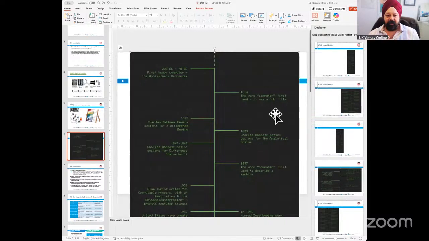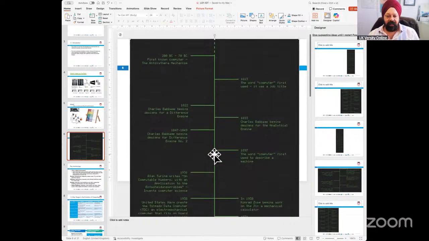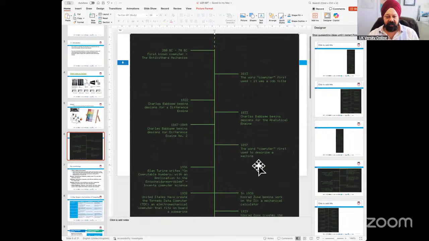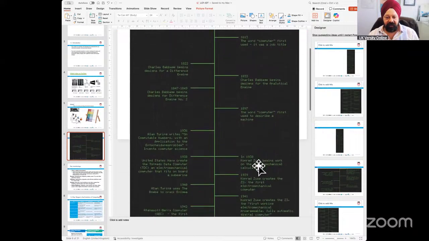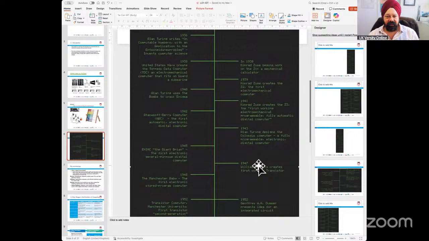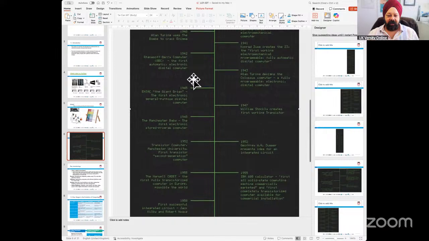Then the word computer was coined as a title, which was first used in 1613. Charles Babbage designed a machine which allowed us to do some calculations. He went on to invent the Babbage engine, and then slowly and gradually, the era of modern computing started from the 1930s, when Alan Turing invented the field of computer science, and a lot of development started happening in that field.